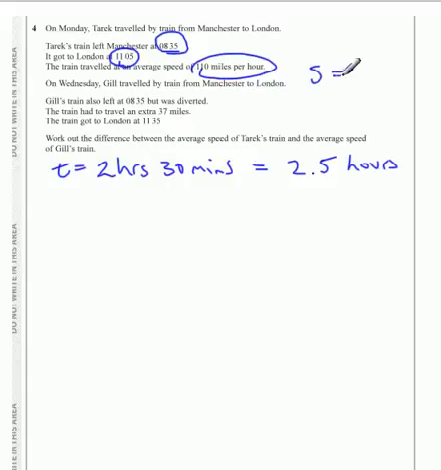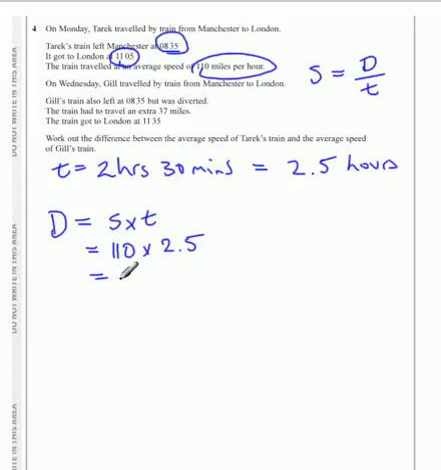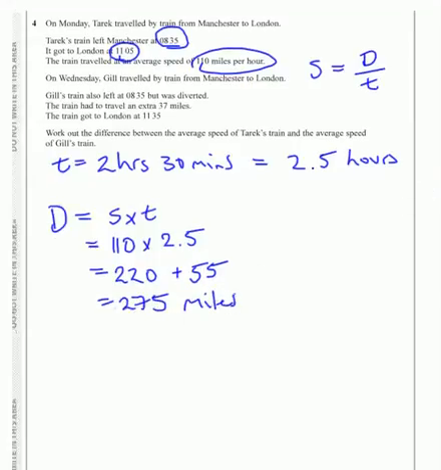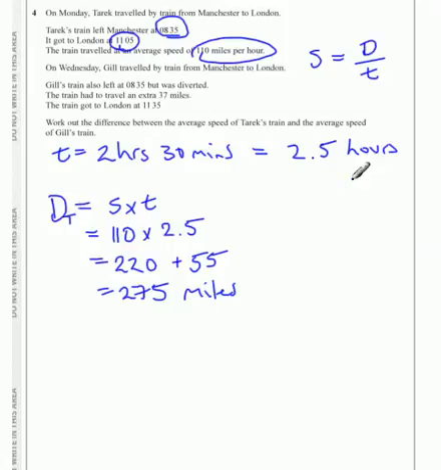So we're going to be looking at using speed equals distance over time to work out the distance. So the distance is our speed times our time. In this case, that's 110 times by the time of 2.5. 2 times 110 is 220. 0.5 times 110 is 55. Adding those together is going to give us, for 2.5 times, 275 miles. And that is the distance for Tarek, so let's call it DT.